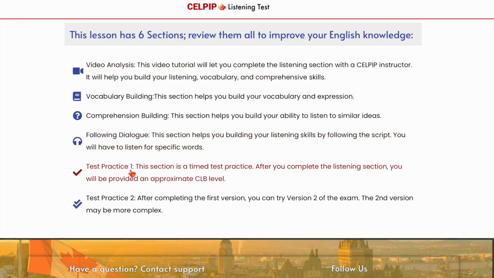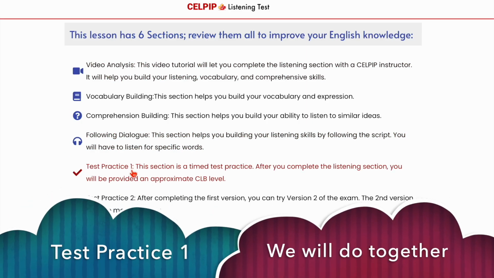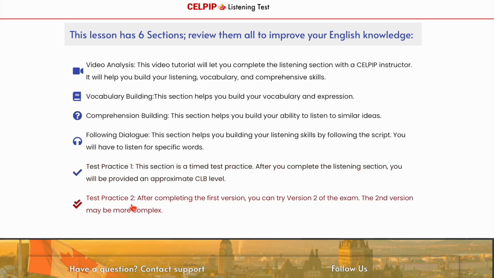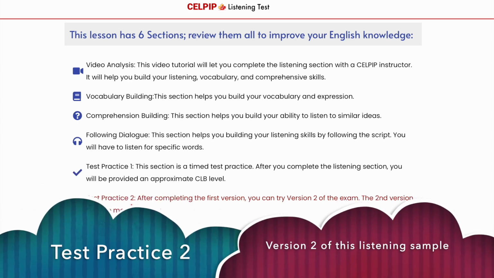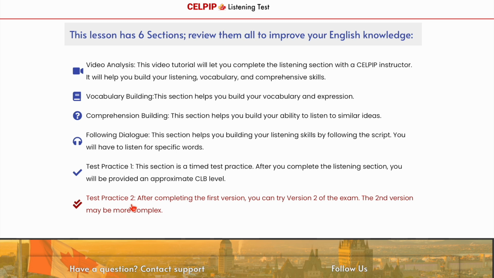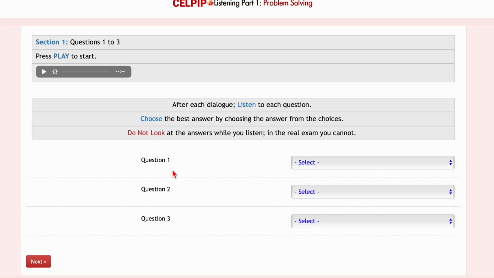And then we have today's test practice 1, which we will do now. And then we have test practice 2, which is version 2 of this sample lesson. Okay, and I will leave that one in the description box for you to practice yourself. Okay, everyone, so let's get started with today's test practice 1.